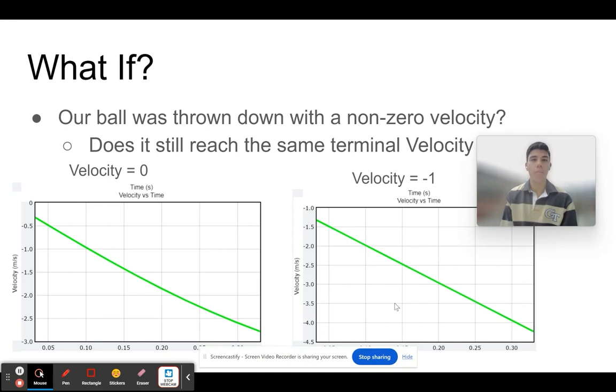So what if our ball is thrown with a non-zero velocity? Does it still reach that same terminal velocity? Well, the answer is no. And we know this because I actually tested it in the model, where on the left you see our original model, and to the right you can see setting the initial velocity equal to -1 yields a different velocity time curve with a new terminal velocity, which is actually just equal to 1. So interestingly enough, if you throw the ball with a speed, it will not have the same terminal velocity.